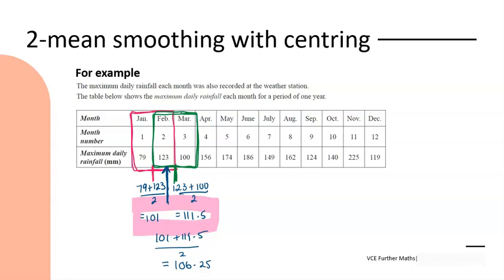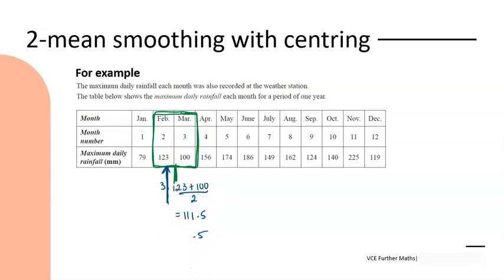If we were to continue on from there, I remove my first set and keep my value there for the second little group. I'm going to move along to March and April, and so now I'm getting a value that lines up in the middle of 3 and 4. My values here would be 100 plus 156 divided by 2, because I have a group of 2. We get 128.